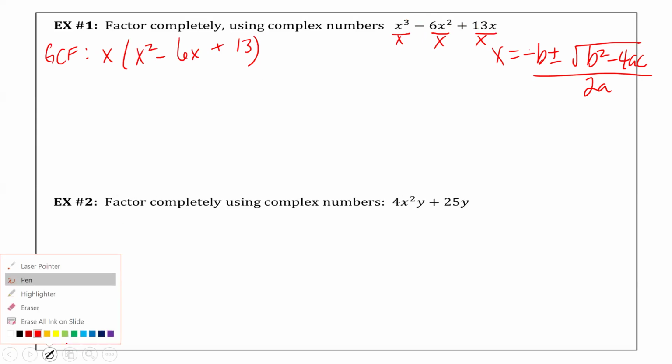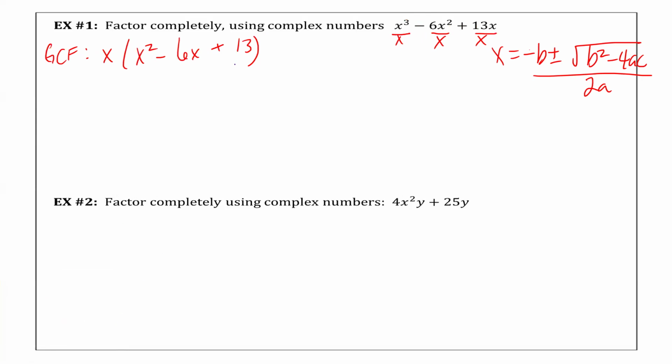Now, am I in quadratic form? Yes. So now can I apply the quadratic formula? Yeah, I can. Your a is always with your x squared. Your b is always with your x, and your c is your constant. So a equals 1, b equals -6, and c equals 13. Agreed?